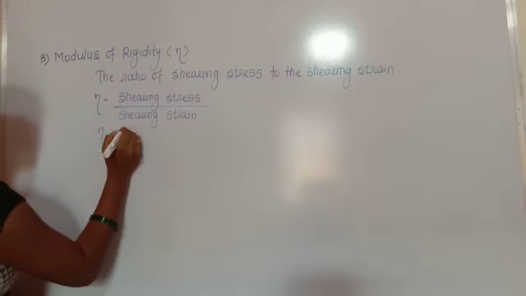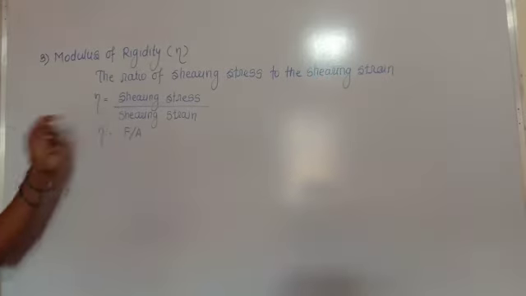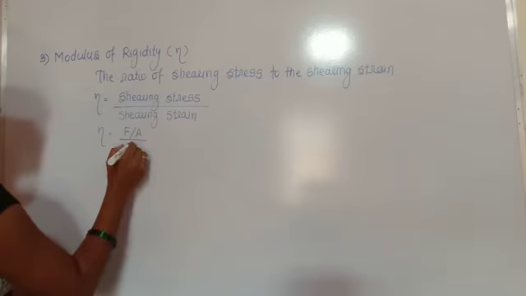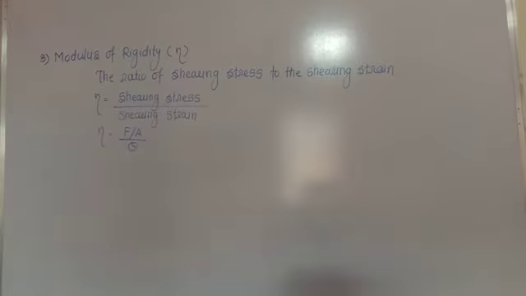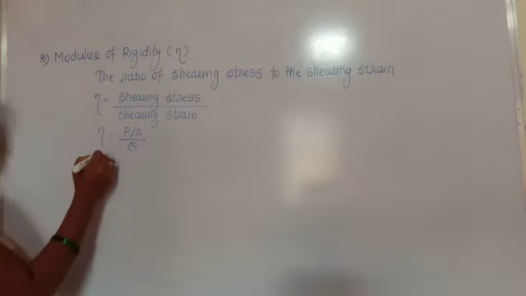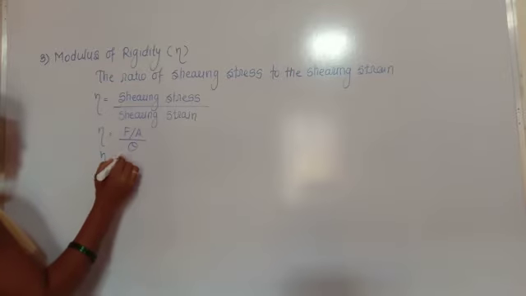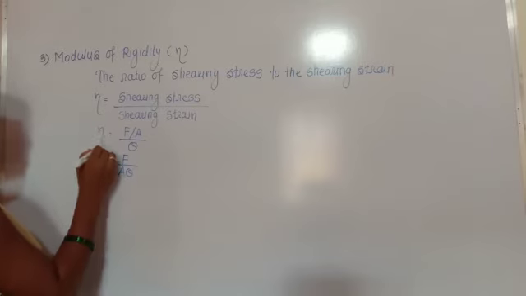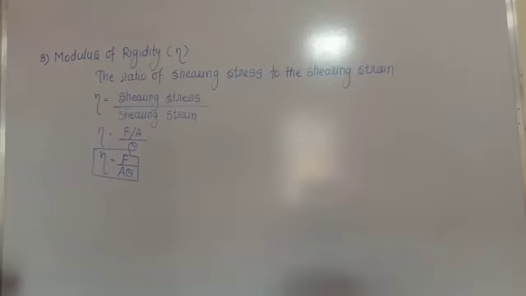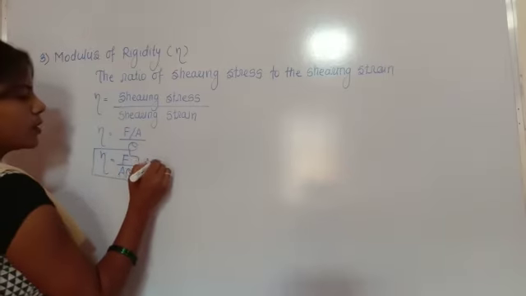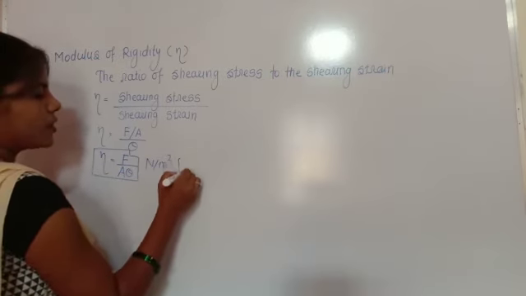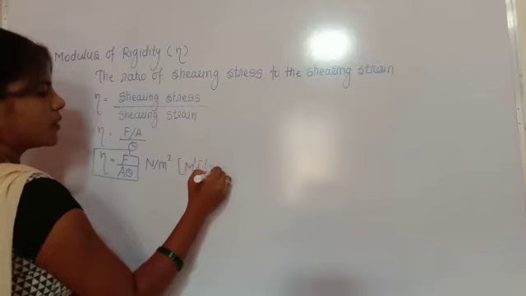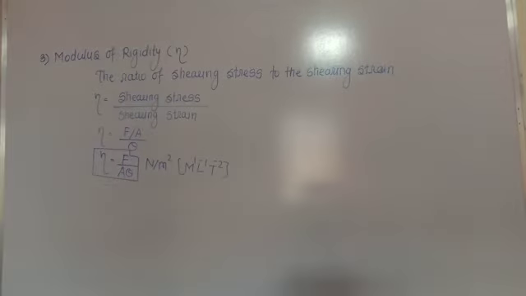So eta is equal to force per unit area, that is the shearing stress, divided by shearing strain, and we already know that theta is the shearing strain. Therefore, eta is equal to F by A theta. This is the modulus of rigidity, and its unit is also Newton per meter square, and the dimension is M1 L minus 1 T minus 2. So this is the last modulus of elasticity.